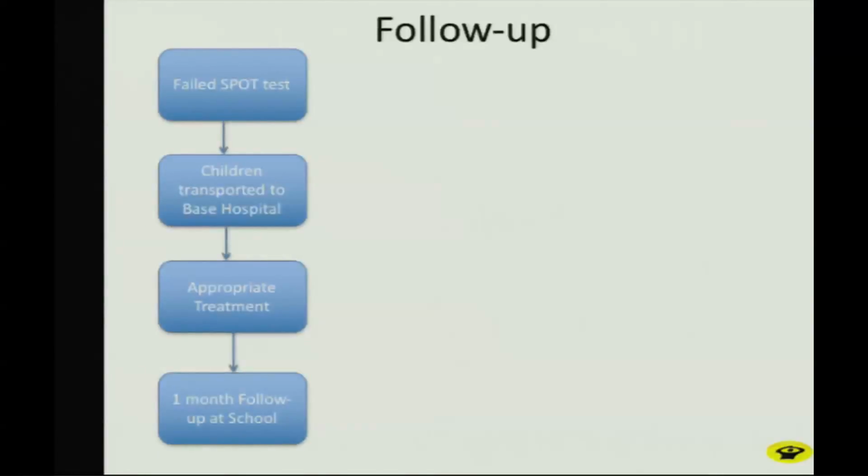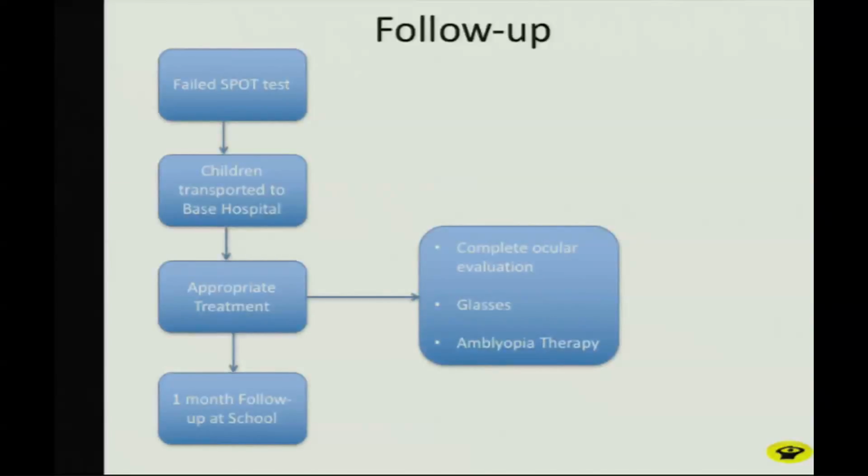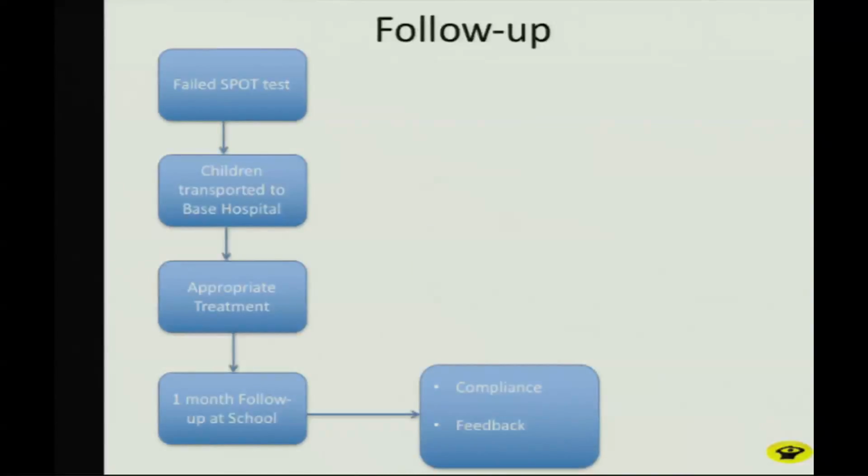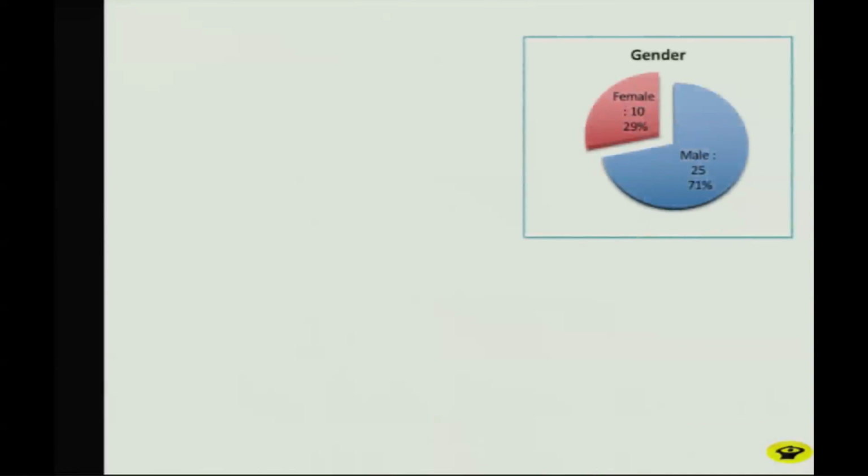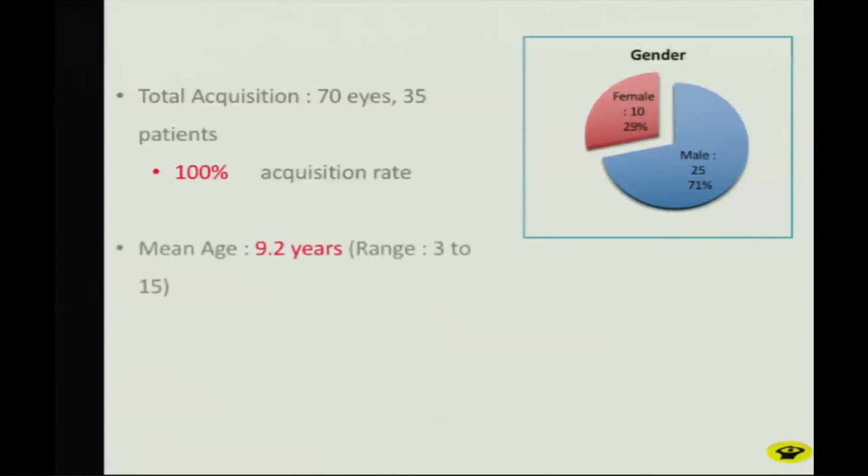Those children who failed the spot test were brought to the base hospital, and after a thorough ophthalmic evaluation, they were given glasses or amblyotherapy as required. A 1-month follow-up was conducted at the school itself to assess the follow-up, compliance, and feedback. Our results: we tested 10 girls and 25 boys at the school, and we had a 100% acquisition rate using the spot. The mean age was 9.2 years, and the children were between 3 to 15 years of age. 1 child was already wearing prescription glasses.